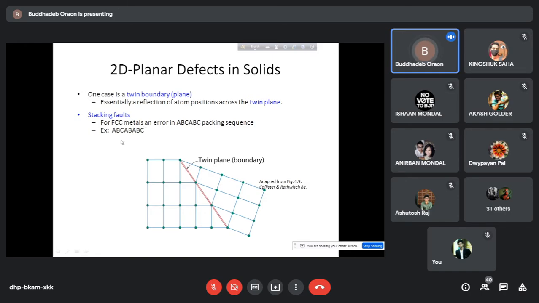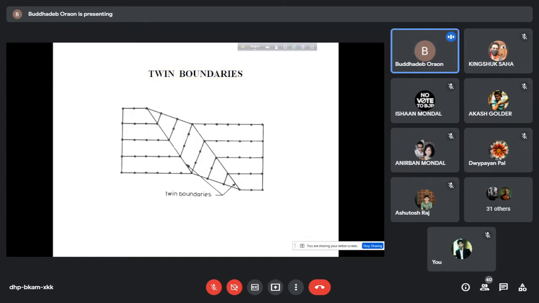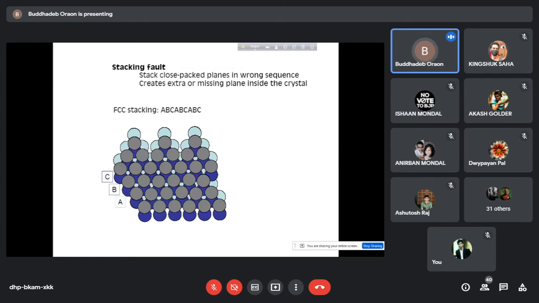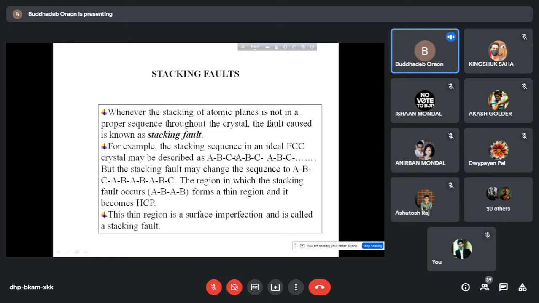Let us see another diagram. The twin boundaries we have already seen, so you can just go through this. I'm not going into this. Twin boundary diagrams are given. So this is the stacking fault. Normally it should be ABC, ABC, ABC. This is the perfect one. But sometimes what happens, as I have already told you, the stacking can be this perfect, say ABC, then ABC and ABC. This is the perfect FCC crystal structure, let us say.